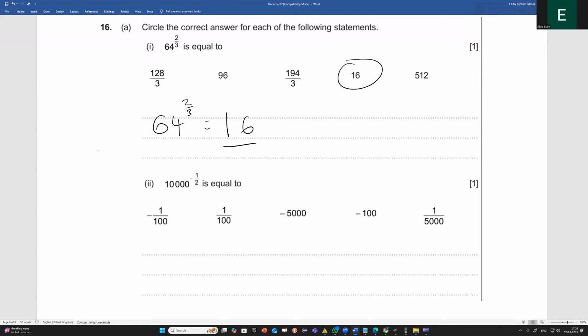Great. So then you've got 10,000 to the minus half. So have a go at that one. It's to the minus half now, so that would be 1 over the square root of 10,000. The square root of 10,000 is 10 squared to the 4 halves, so that's 1 over 10 squared, which is 1/100th.